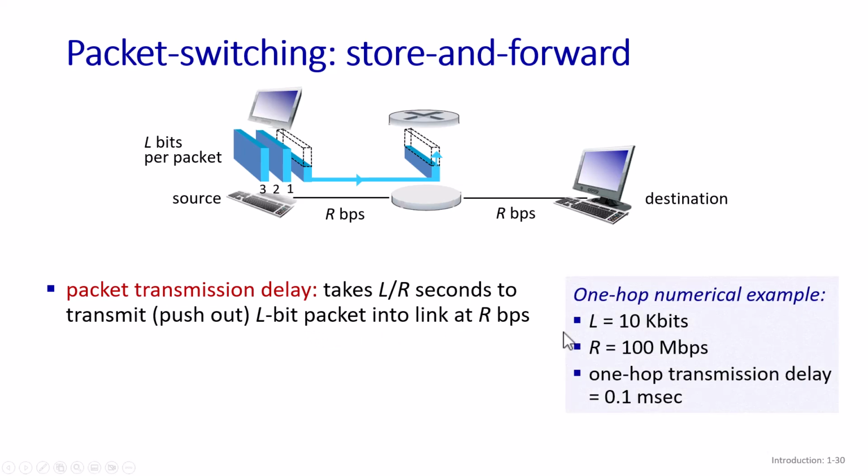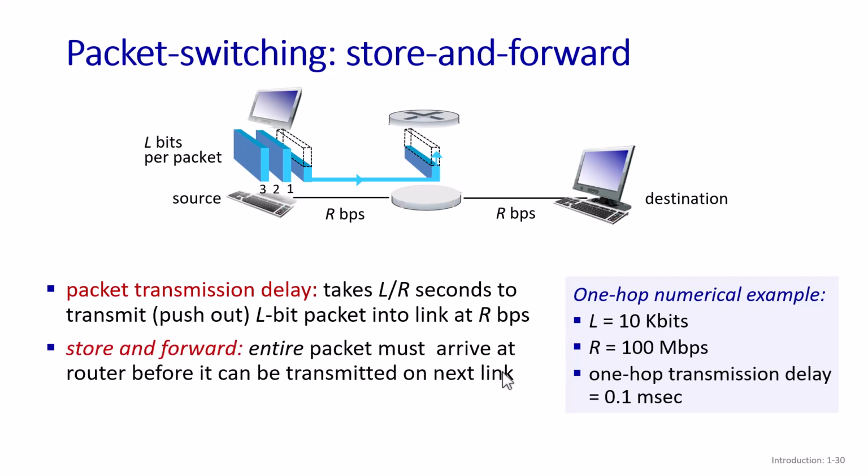So here's one hop numerical example. Let's say that our packet consists of 10 kilobits, and the transmission rate is 100 megabits per second. So the one hop transmission delay becomes 0.1 millisecond.